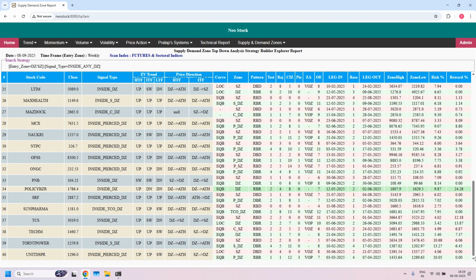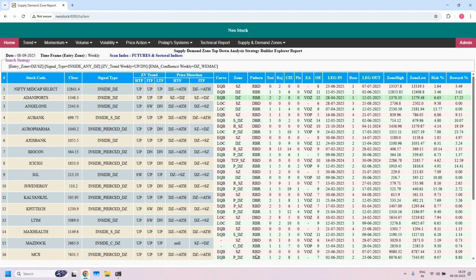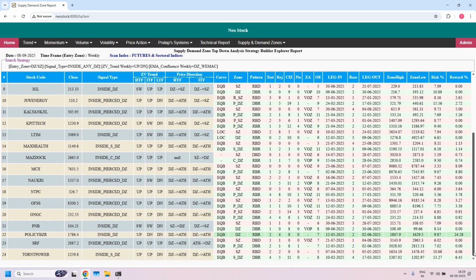We can further filter this list based on weekly demand zone having weekly EMA confluence. And also trend on the weekly should not be sideways. It can be up or down. Now the list is reduced. First 16 stocks in the list. Scrolling the list down. Total 24 stocks are filtered.